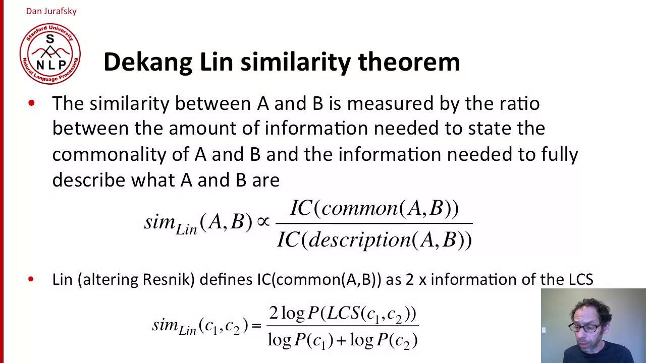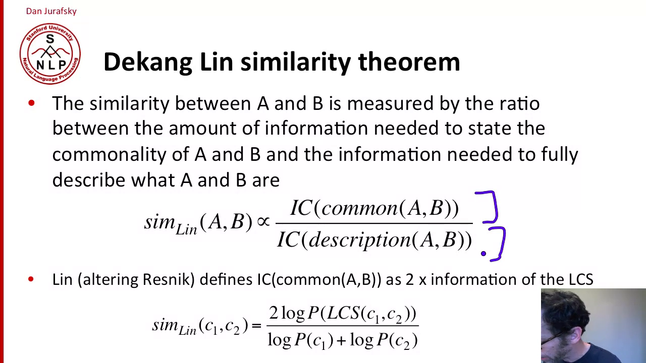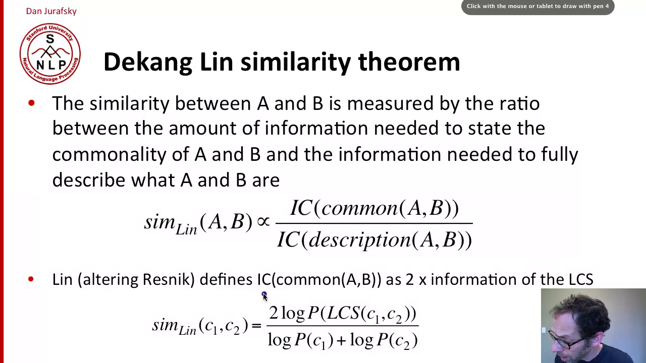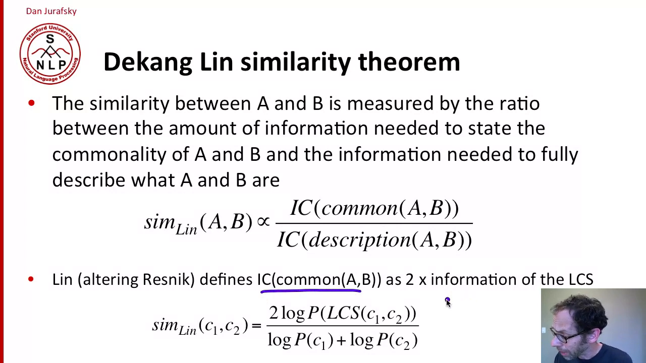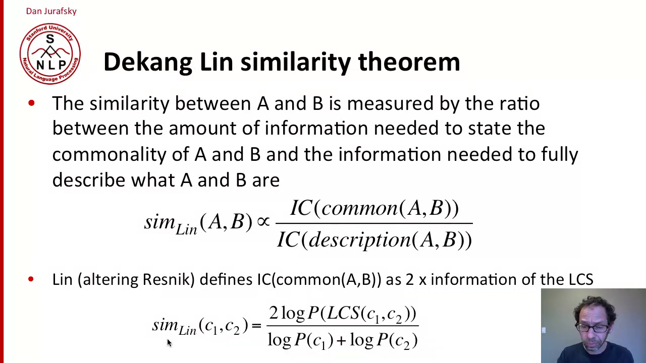So the Lin similarity between two concepts A and B is higher when they have more in common, less when there's a lot of other things about them that they don't have in common. And Lin modifies Resnick in defining the information content of the commonality of the two as twice the information of their lowest common subsumer. And so, given two concepts in a hierarchy, the Lin similarity is 2 times the log probability of their least common subsumer over the sum of the log probabilities of the two concepts, the total of the description that we know about the two concepts.